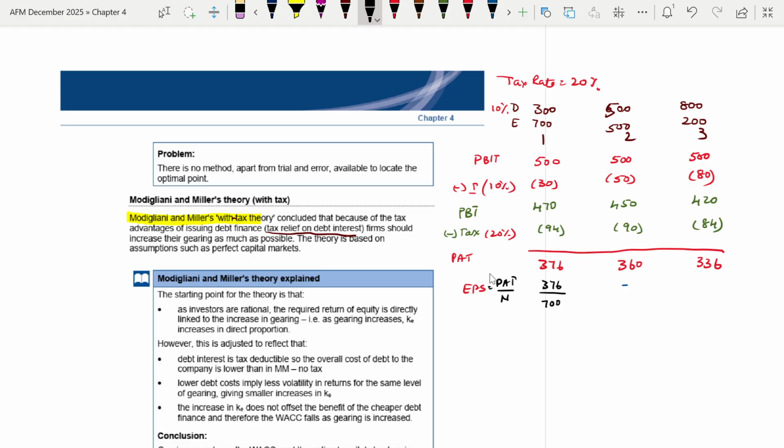Here how much is there? 360 divided by 500. And 336 divided by 200. Check. How much will you get? 0.53. Next, 0.72. Next, 1.68.